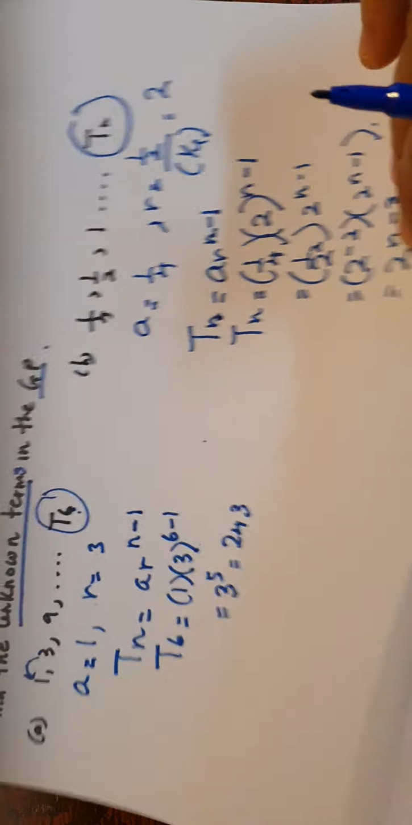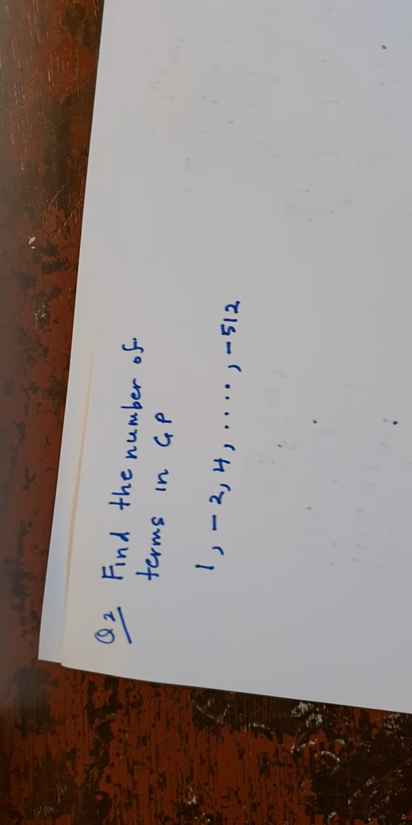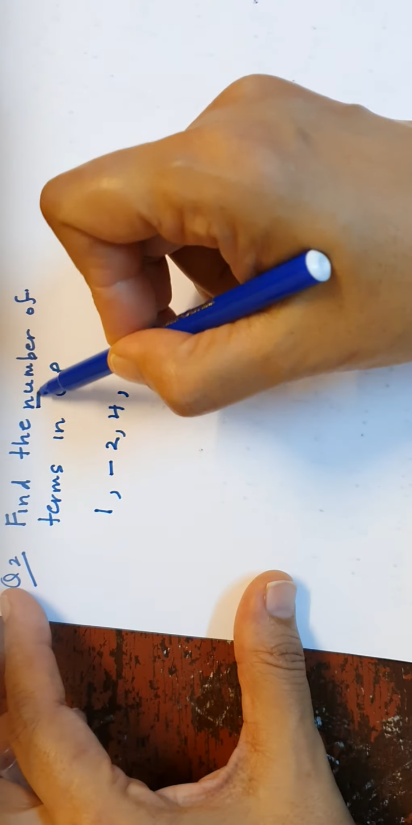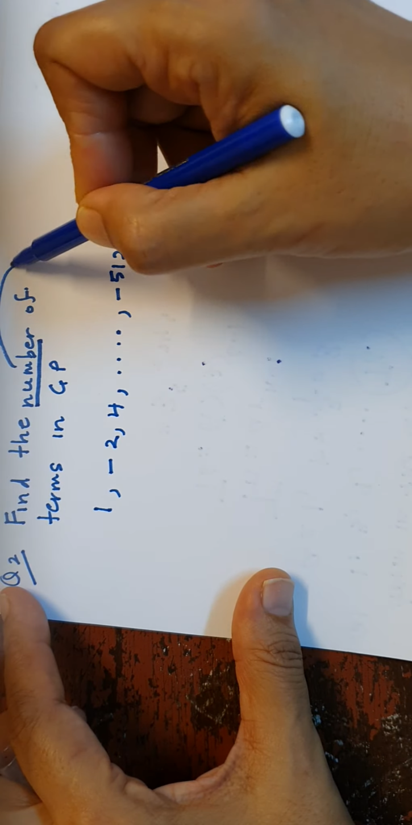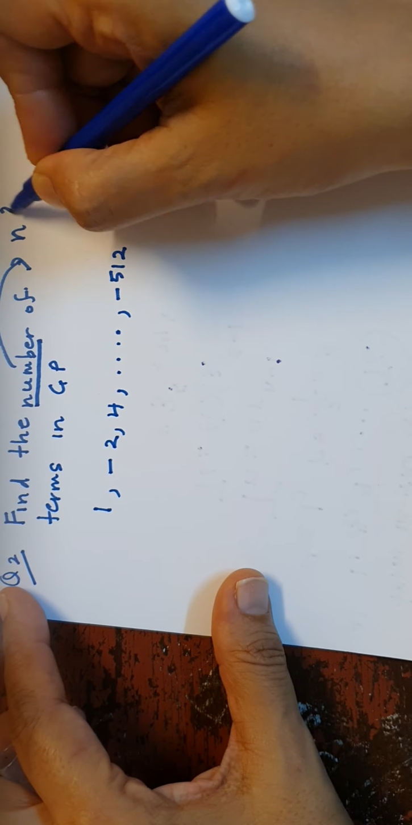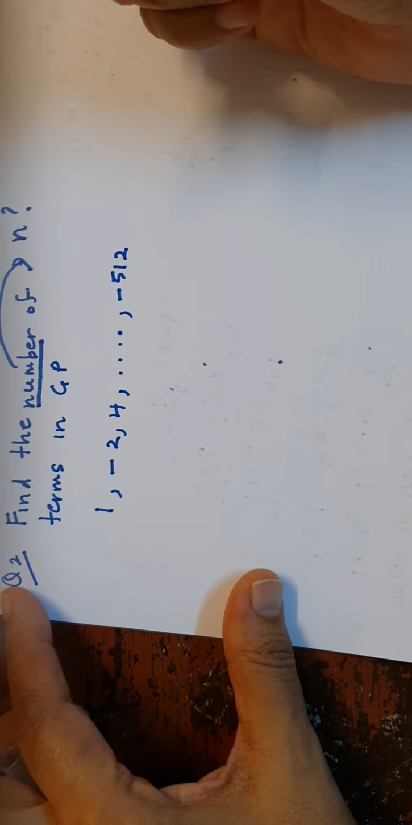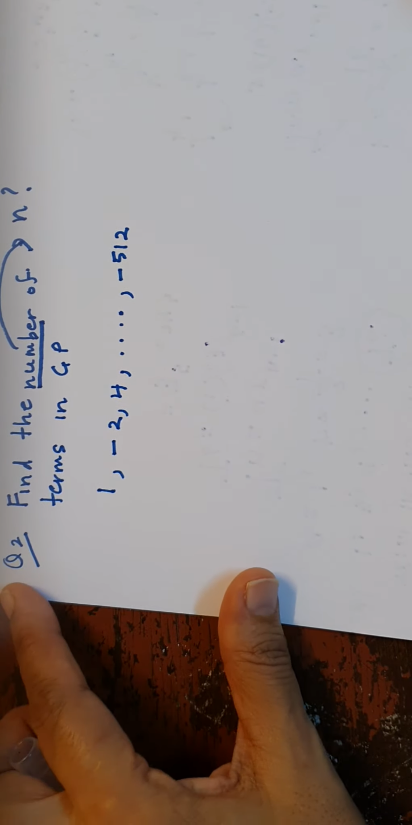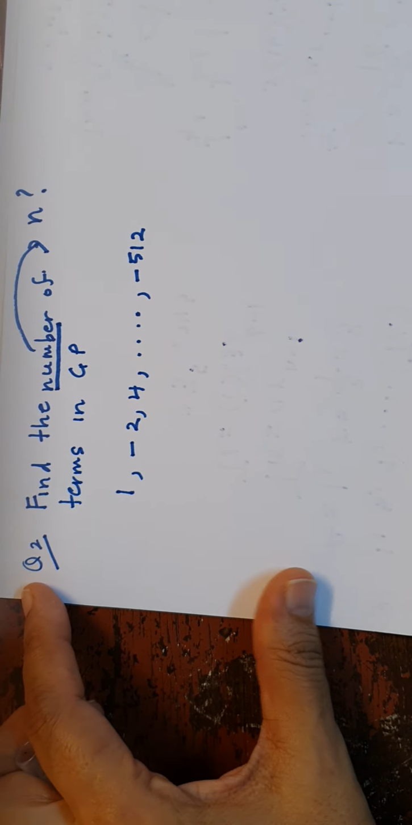Let me see, what other types of question do we have? Okay, let's do this type of question. Find the number of terms in the GP. You want to find the number of terms. Just now, I wanted to find the 6th term and the n term. Now I want to find the number. The moment you come across number, that means you want to find what? You want to find n. You must be very clear about that. When I say number, that means I want to find n. Find the number of terms, n.